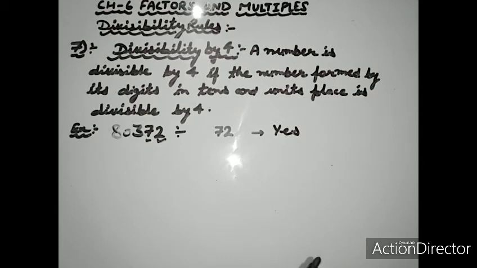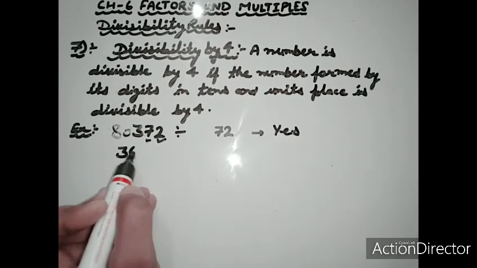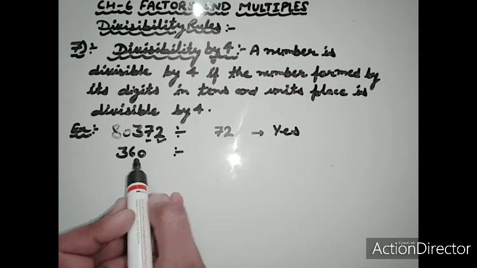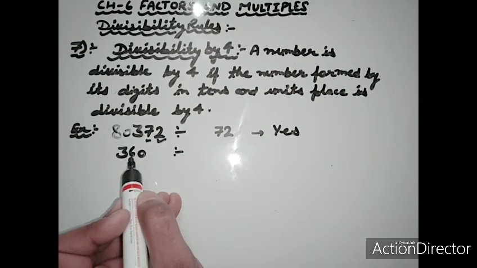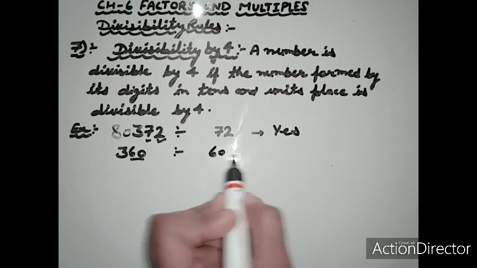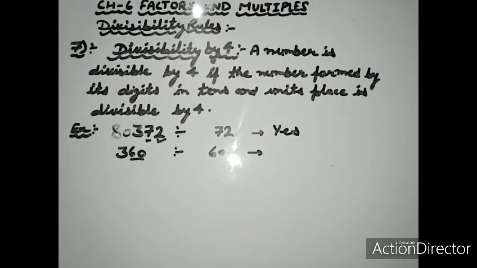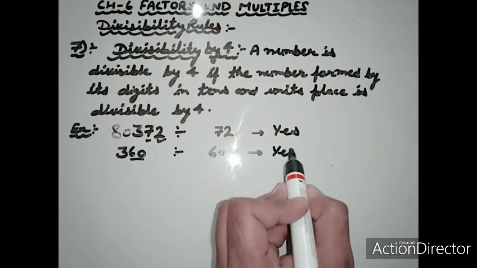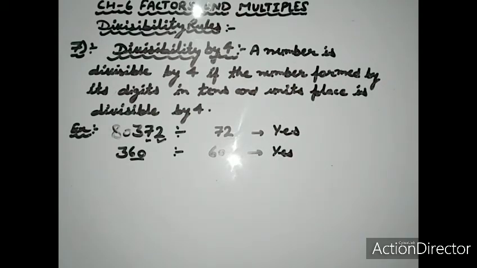Now here we take another example, like 360. Okay, so the digits in units and tens place are 0 and 6, and the number formed by these two digits is 60, and 60 is divisible by 4. 4 ones are 4 and 4 fives are 20. So yes, the number 360 is divisible by 4.